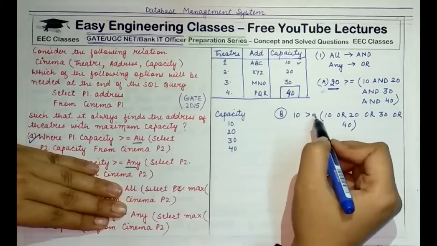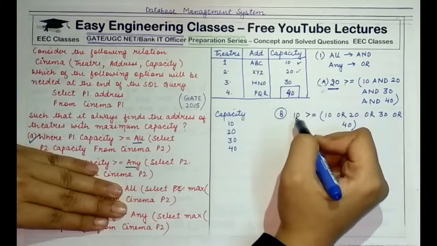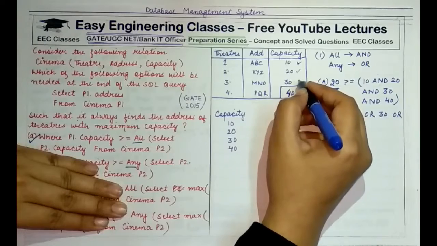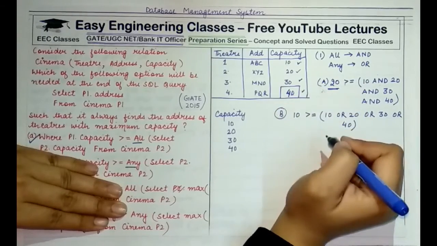Similarly, 20 is also greater than or equal to 10, so 20 would also be chosen. 30 is also greater than or equal to 10, so 30 would also be chosen. And 40 is also greater than or equal to 10, so 40 would also be chosen.